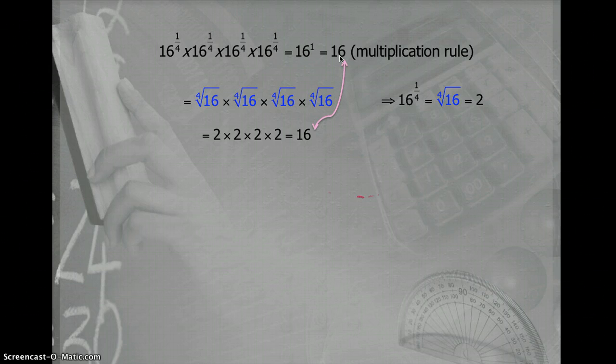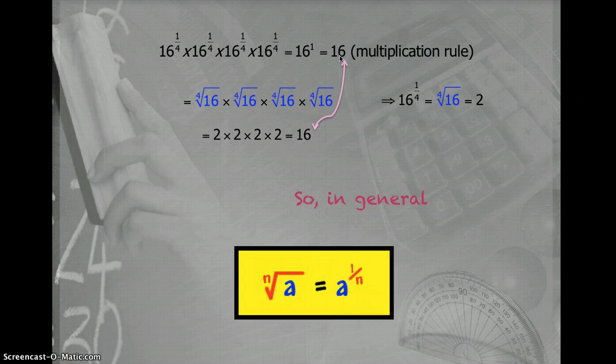So in general, we can have a rule, and this rule is a raised to 1 over n is the same as the nth root of a. Now, take notice that the denominator of your index or exponent is going to be the root if you use the radical sign. The radical sign I'm talking about is this sign here. Okay, let's move on and let's have some questions.